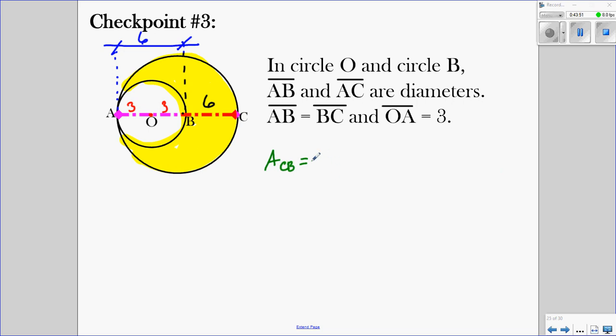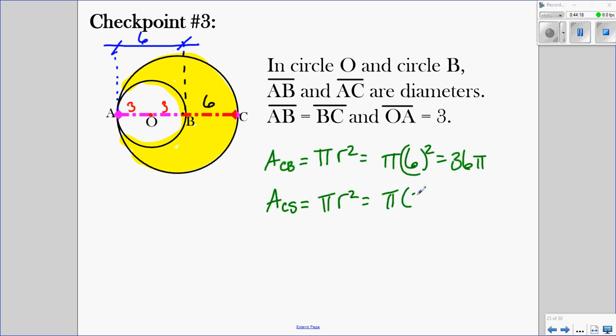The big circle. And then we know that the area is pi r squared. We got pi. Radius of this bigger circle is 6. So then this will be 36 pi. Now the area of the smaller circle, so that's S for small, pi r squared. The radius is 3. That'll be 9 pi.